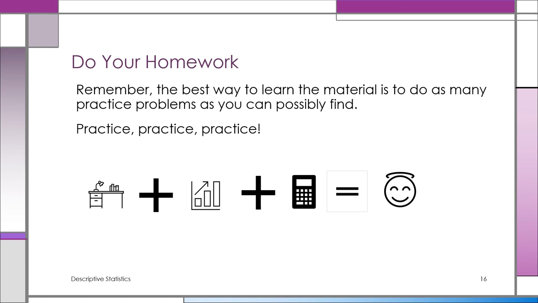Don't forget, a little bit of shameless reminder here, you must do your homework. If you're in this course to learn, or if you're in this course to do well on your exams, the answer is the same. You have to find as many problems as you possibly can, and practice, practice, practice, and what comes out is a happy, smiling student.